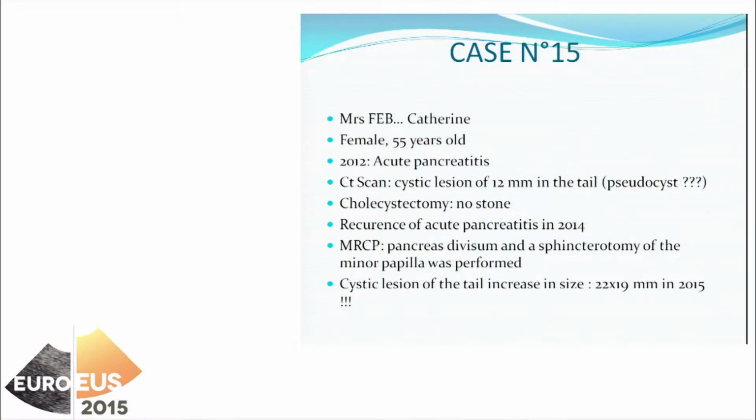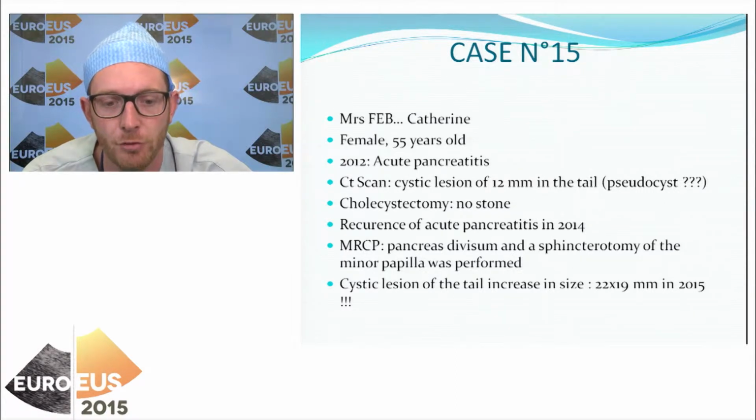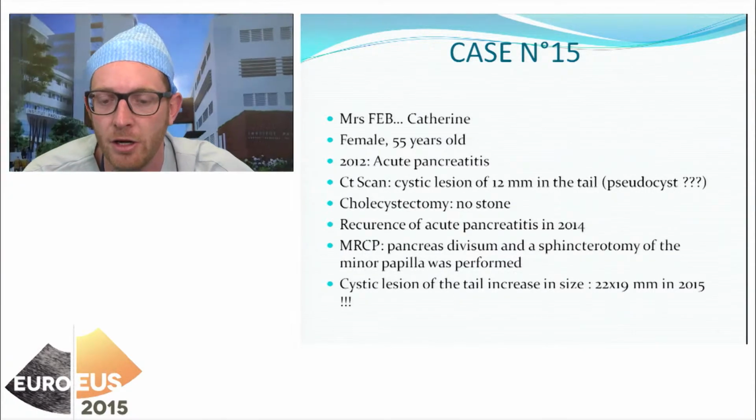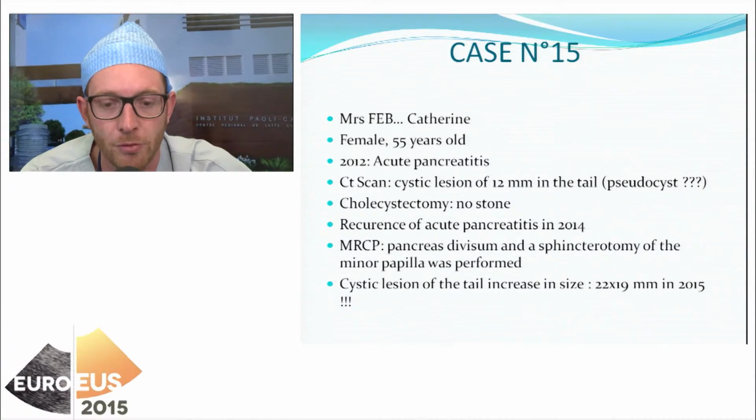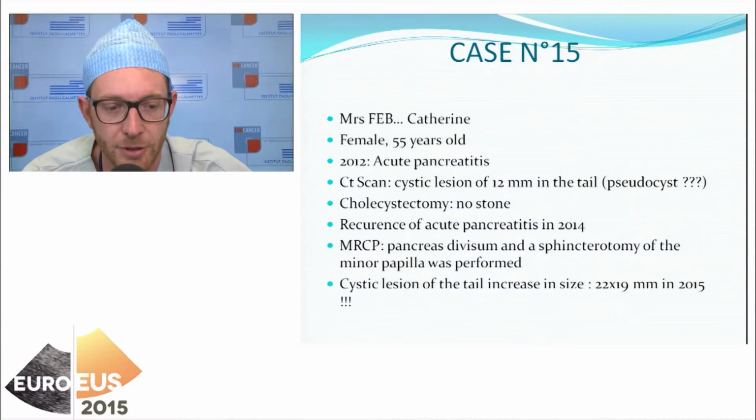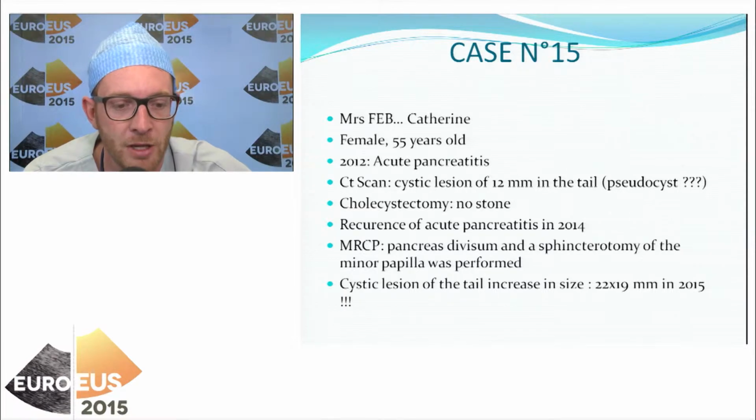Female of 55 years old. She presented an acute pancreatitis in 2012. A CT scan shows a cystic lesion of 12 millimeter in the tail. Pseudocyst is suspected at this moment. No stone was found after cholecystectomy, and the recurrence of acute pancreatitis happened in 2014.